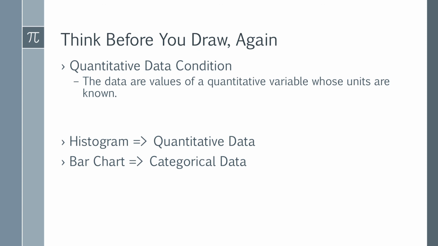In the previous chapter we were talking about categorical data. In this chapter we're talking about quantitative data. So it's important to know the difference between the two. When you're using quantitative data, you're using histograms. When you're using categorical data, then you're going to be using bar charts. For histograms, it has to be quantitative data, which means that it is a numeric variable whose units are known.